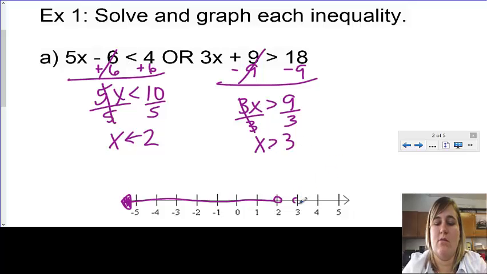So again, I'm talking about 3. It does not have the equal sign, so it's going to be open. If I change my sign into an arrow, it points to the right, so I shade to the right.